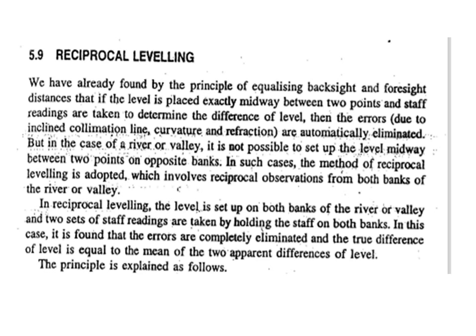In reciprocal leveling, the level is set up on both banks of the river or valley, and 2 sets of staff readings are taken by holding the staff on both banks. In this case, it is found that errors are completely eliminated and the true difference of level is equal to the mean of the 2 apparent differences.